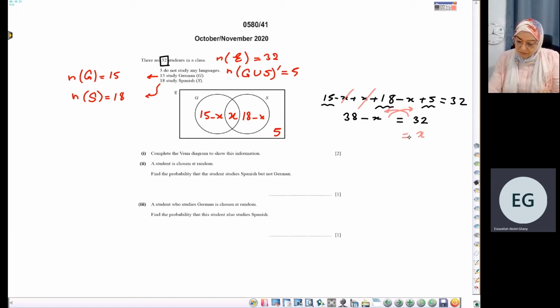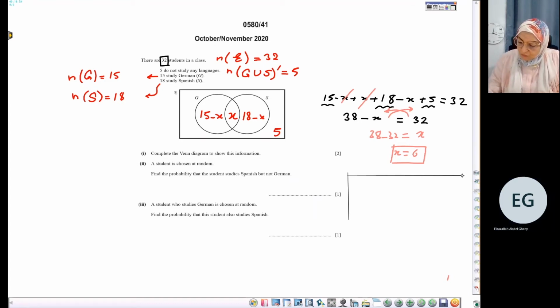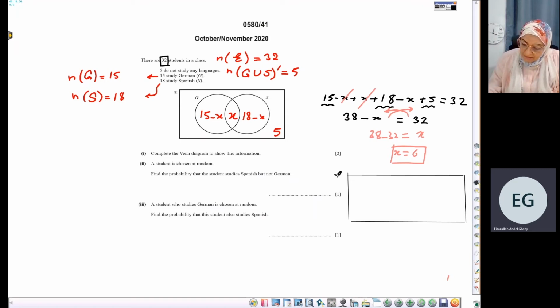So x is equal to 38 minus 32. X will be 6. We'll need it. Complete the Venn diagram to show this information. So this information is not completed. It's written in terms of x. We have to replace x by 6. So we should draw in the beginning one Venn diagram and write all this information with x's on it.